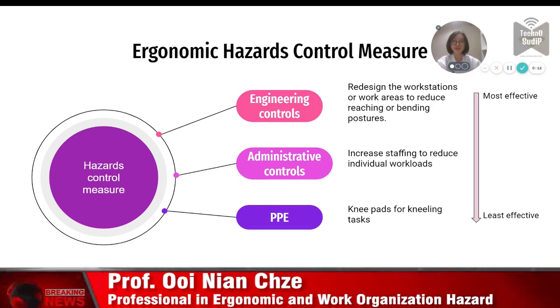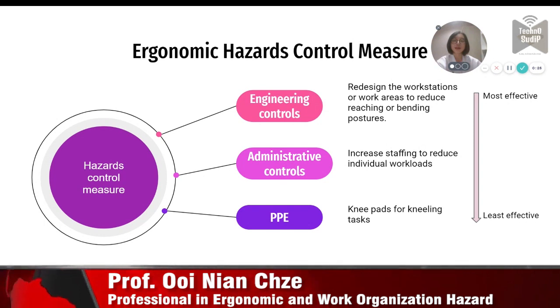First, engineering control. By redesigning the workstations, be able to reduce the awkward postures such as bending. Second, administrative control. By increasing the number of staff, be able to reduce the individual workloads. Third, PPE. Providing the kneeling pads for kneeling tasks, able to reduce the strains on one person.